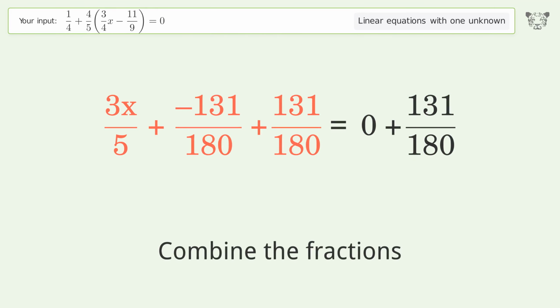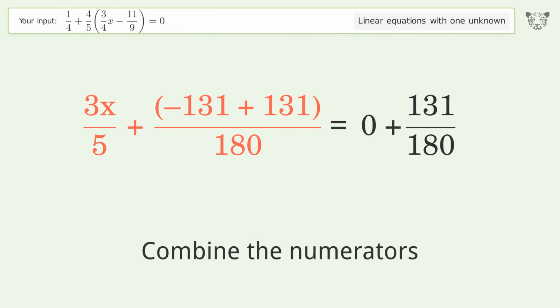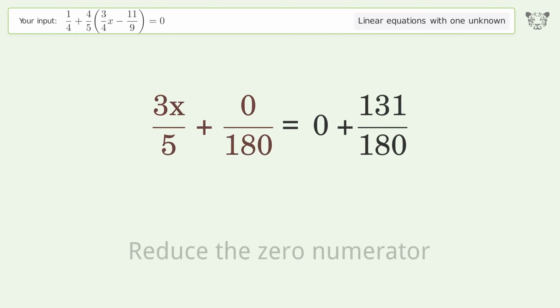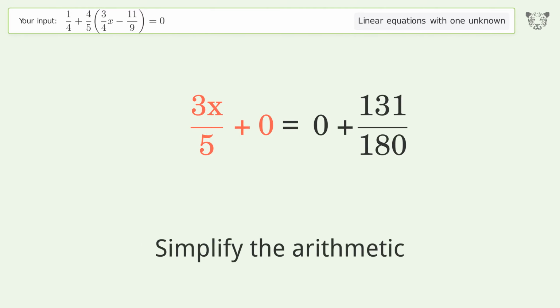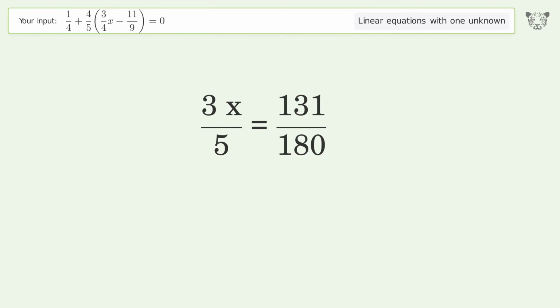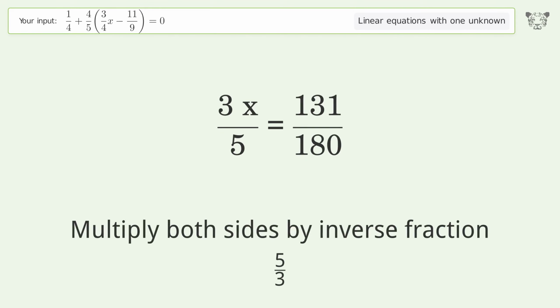Combine the fractions. Combine the numerators. Reduce the zero numerator. Simplify the arithmetic. Isolate the x. Multiply both sides by inverse fraction 5 over 3.